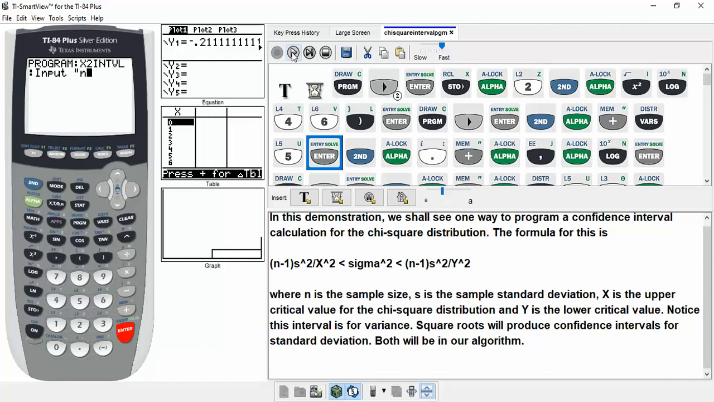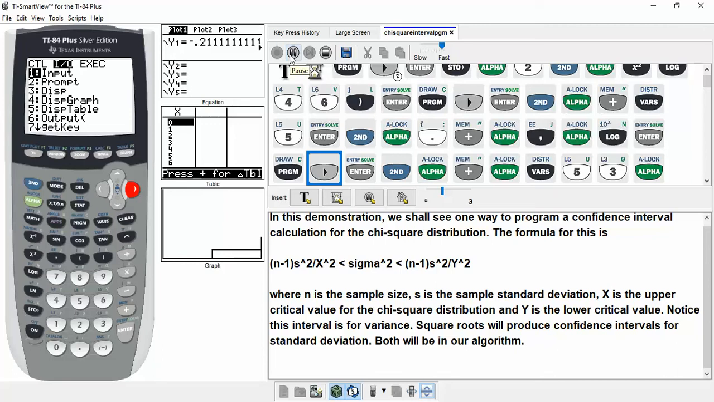the sample size. Now, if you noticed, what I did there is I hit VARS and then 5 for statistics. That brings up the option to bring in the statistical notations that the calculator already has programmed in. That's where I was able to get the little n from. So we'll go to second, and then we'll do a colon, close the double quotes, and we're going to store the sample size as n.